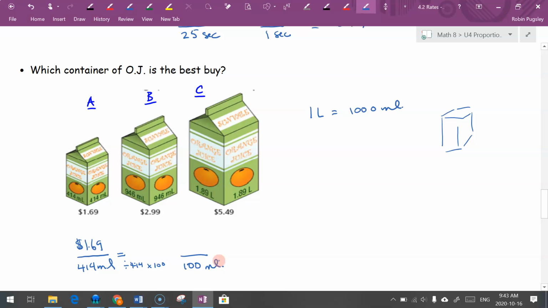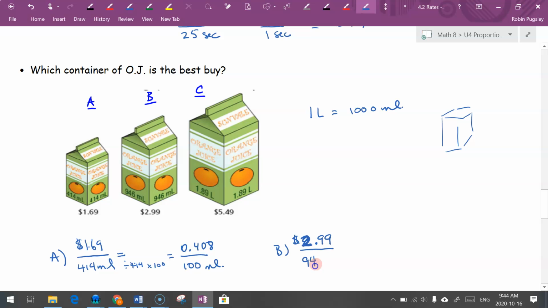So $1.69 divided by 414 times 100 is 0.408. So it's about 41 cents for every 100 milliliters. So that's for A. Let's check out B. B is 949. Sorry, I'm going to do the money on top. I always do the price per something. Right, so you can find out how much it is per 1 thing, per 10 things, per 50 things, etc.